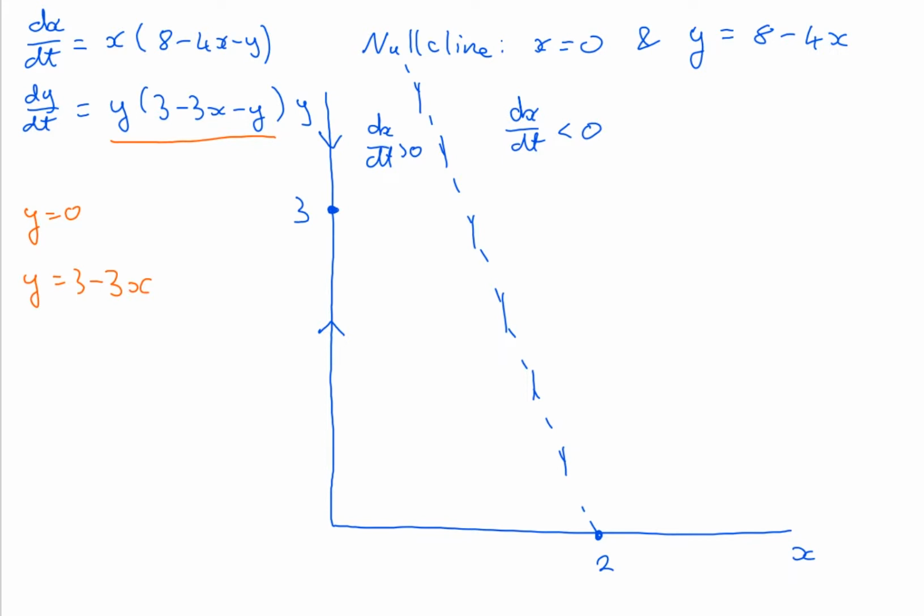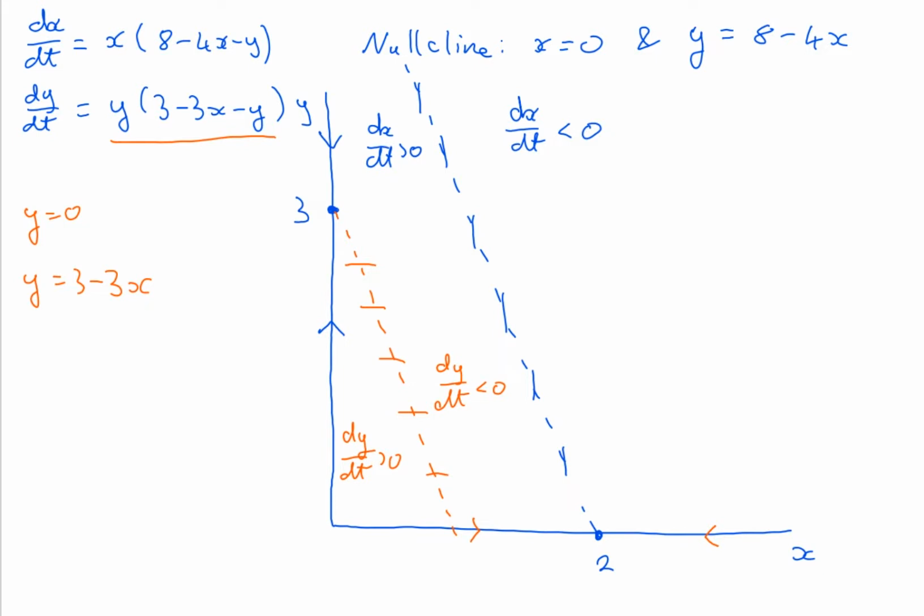Y equals 0. Well, if y is 0, then dy/dt is 0, and I stay on the x-axis. I see that dx/dt is then equal to x times 8 minus 4x, so that will be positive between 0 and 2 and negative when x is greater than 2. Y equals 3 minus 3x. That looks like this. It's another straight line. On that line, dy/dt is 0, so the flow lines are horizontal. Below that line, dy/dt is positive. And above that line, dy/dt is negative.